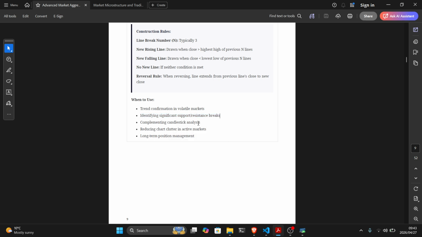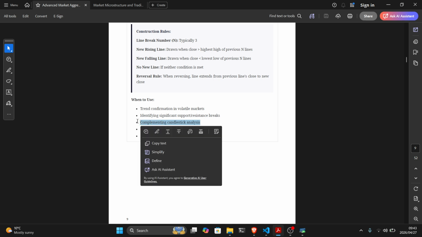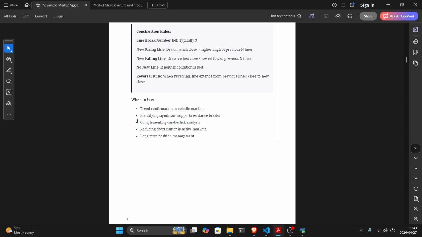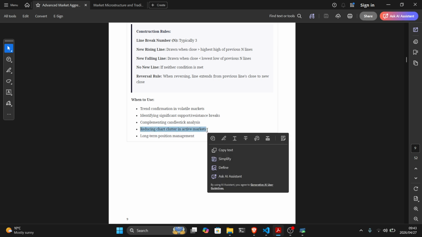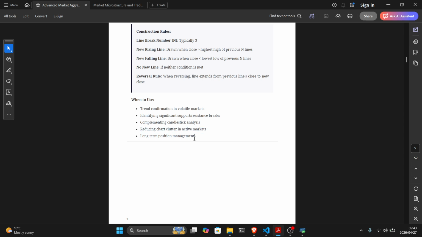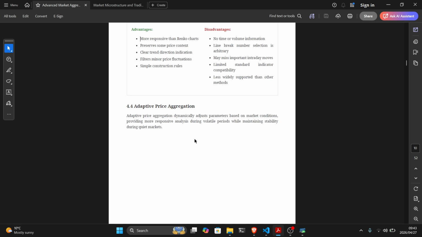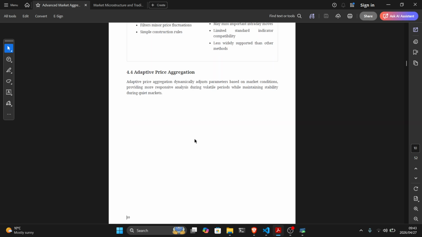Complementing candlestick analysis. And for anyone who's also building their strategies around candlesticks, line break aggregation is for you. Reducing chart clutter in active markets. Long-term position management. Now, what are the advantages and disadvantages of this?